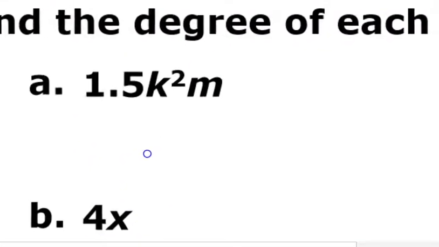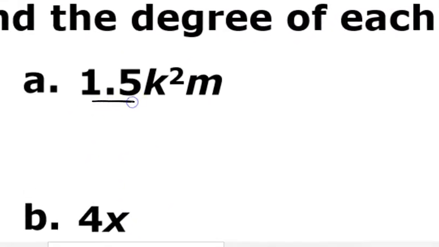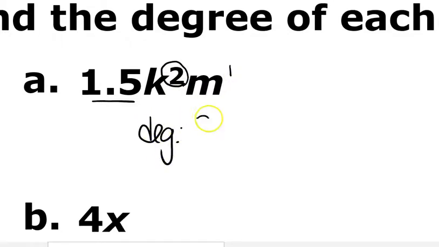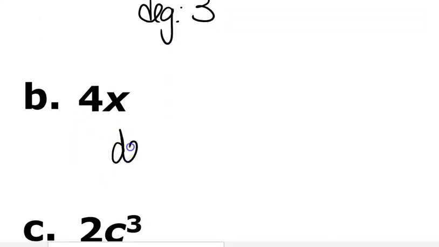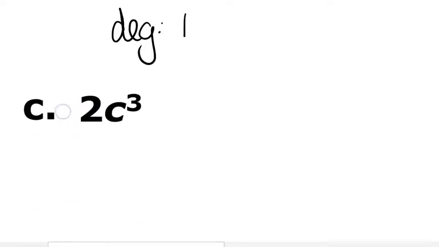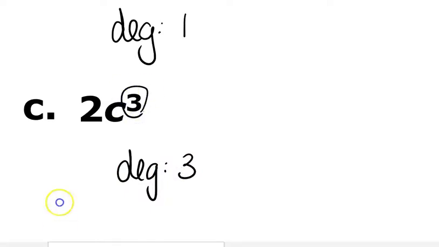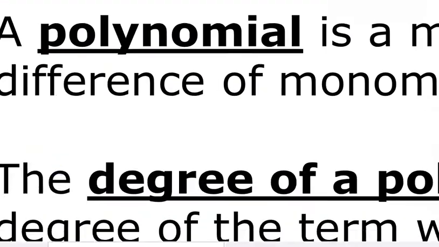So let's look at this one. We ignore the number because it's just a degree of 0. We have k to the 2nd and then m to the 1st, so 2 plus 1 is 3. So you could write degree is 3. What about this one? The degree is 1 because this is x to the 1st. Do you think you know this one? The degree is 3 on that one. c to the 3rd. Super easy.